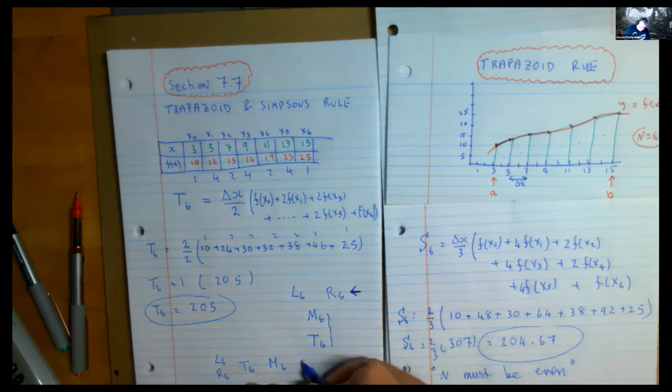And the function has to be even? No, the number of strips have to be even. So okay. You can only do it with 6 strips, 8 strips, 10 strips. You couldn't do Simpson's rule with 5 strips. The pattern doesn't work with 5. It's not a major constraint.